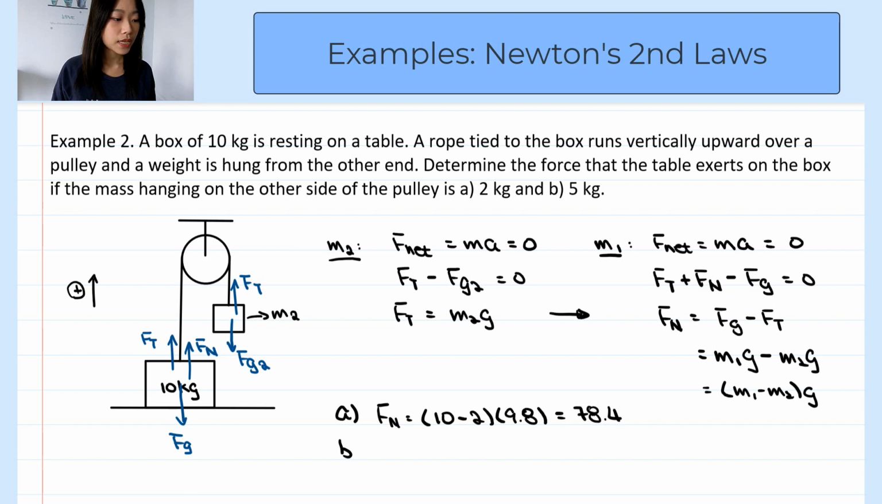And in part B, if mass 2 is 5 kilograms, then the normal force would be 10 minus 5 times 9.8, which equals 49 newtons.